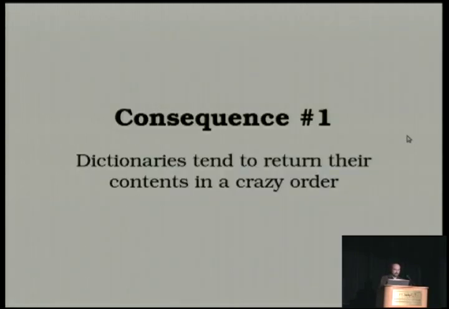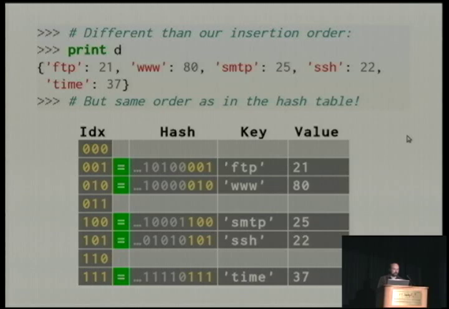One consequence you can already see of this up at the level of the Python you use is that dictionaries tend to return their contents in a crazy order. You go through and we just put all of those things in order by port number, but when you print out the dictionary, it just comes out in some crazy order. It turns out it's not a crazy order. If you look, it's printing out the dictionary in the same order as its items are stored in the hash table. Even though it looks like a crazy order from up at our level, it's just starting at the first element of the hash table and reading down the list.